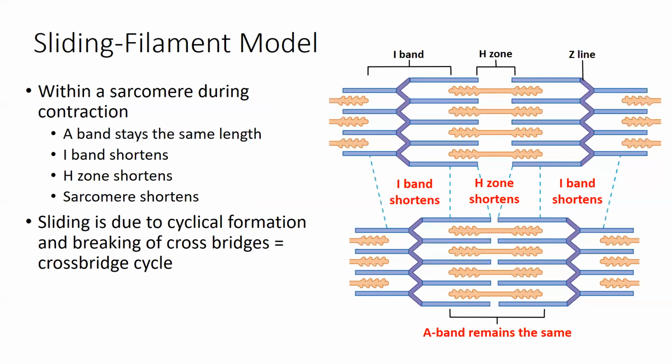Now, when this shortening of the sarcomere happens, there's going to be a continuous contact and breaking. That's called cross-bridge cycling. Cross-bridge cycling means that actin and myosin are going to come in contact. Myosin is going to drag actin along. They're going to break contact, and it's going to go back and start that process again, which is what shortens the sarcomere.